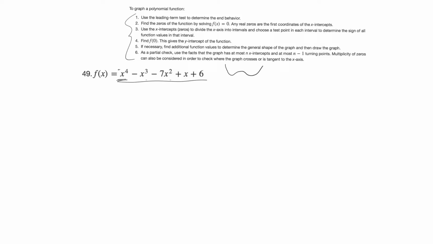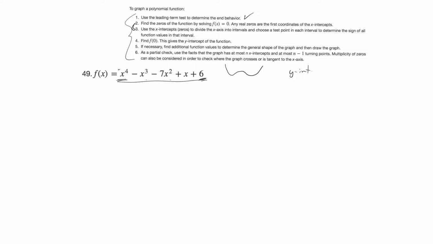Other thing I know right away about it is the y-intercept is 6. I guess maybe I should follow the rules. Use the leading term test, got it. Find the zeros of the function. Zeros and x-intercepts are really the same thing, where you get the same numbers. I guess they're a different idea, but you use the same numbers.